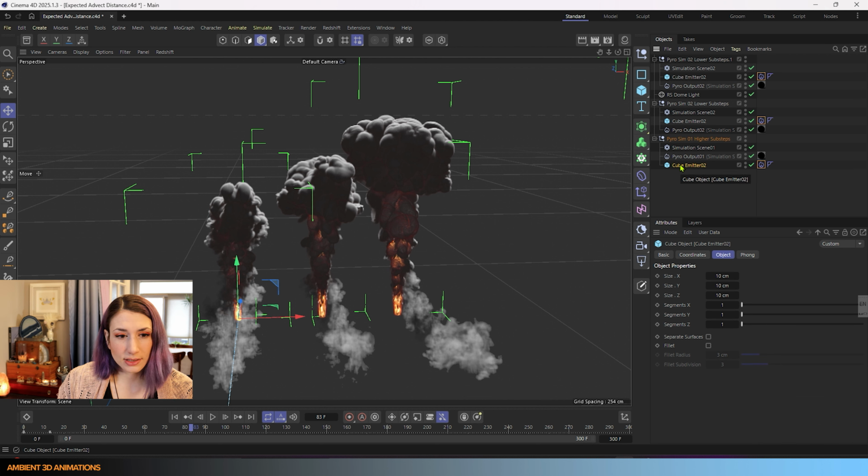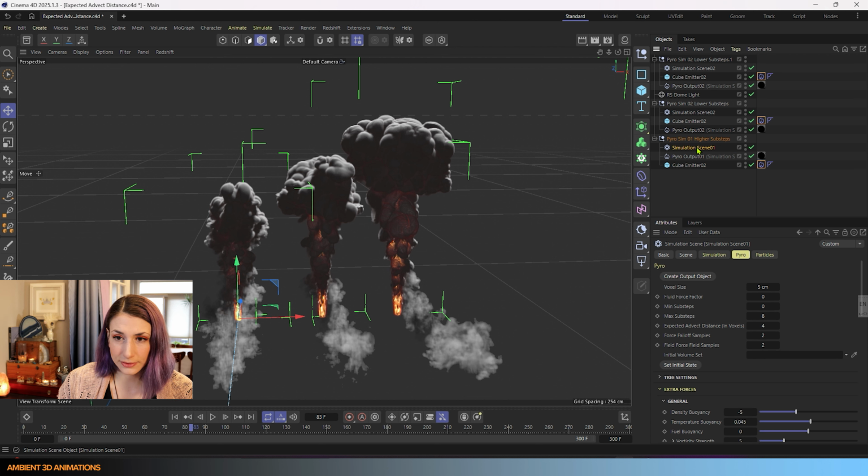So this one is the one we have on our left hand side, these settings here. This one has an expected advect distance of 4 here on the left. In the middle, we have an expected advect distance of 8. So that's this one here, the medium size one. And the one on the right has an expected advect distance of 16. So this is the only setting that is different between these 3.